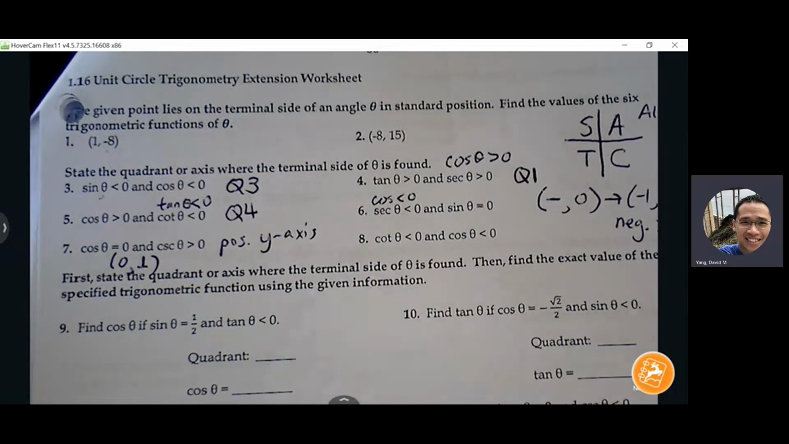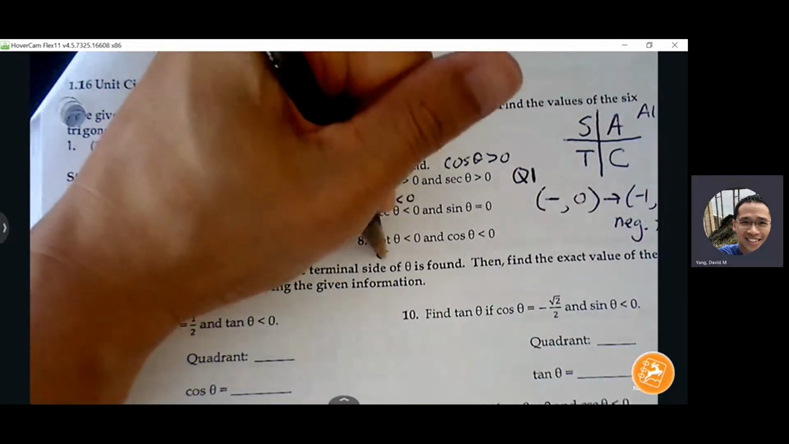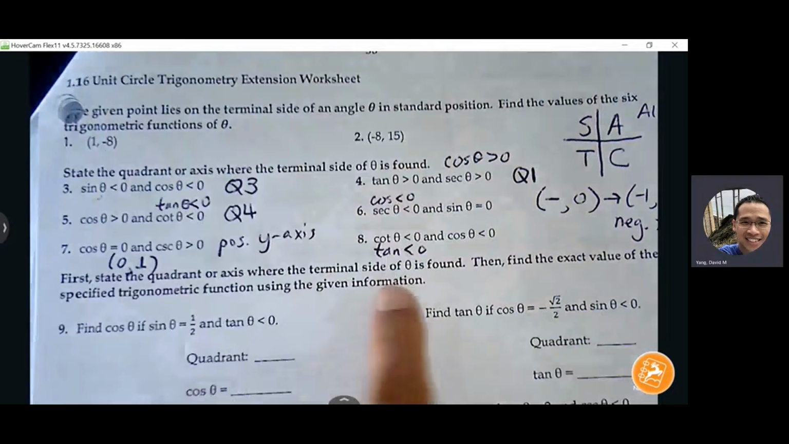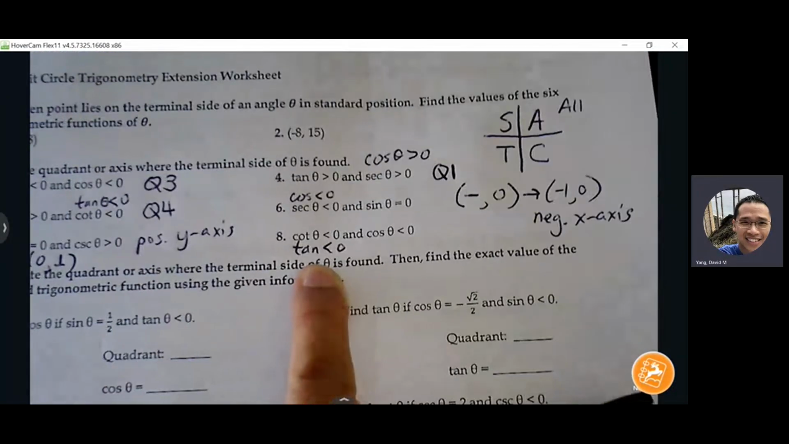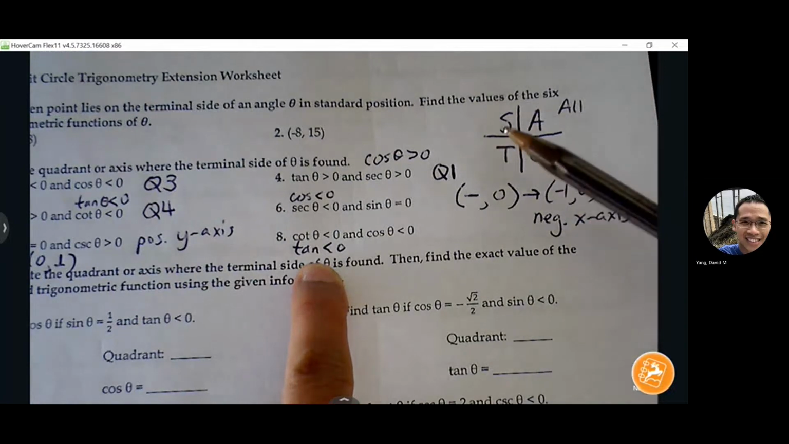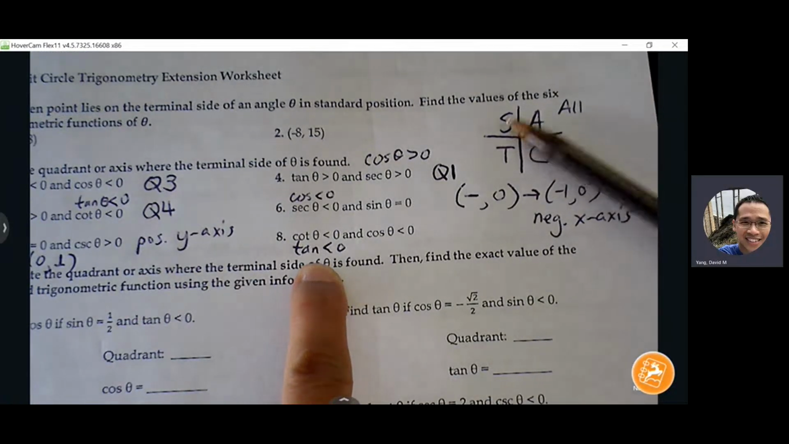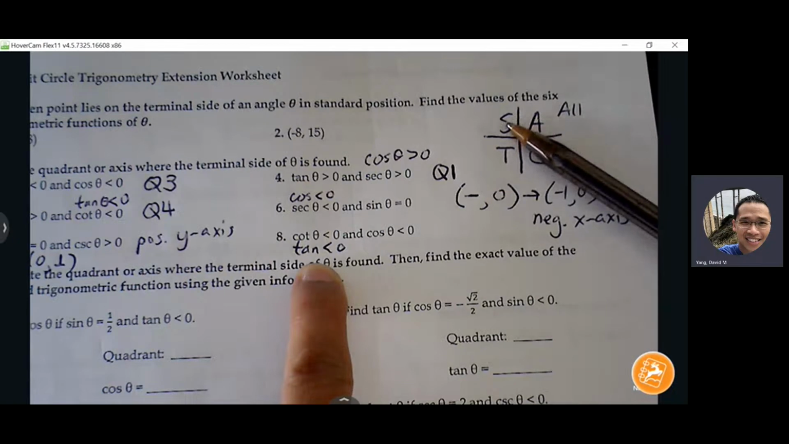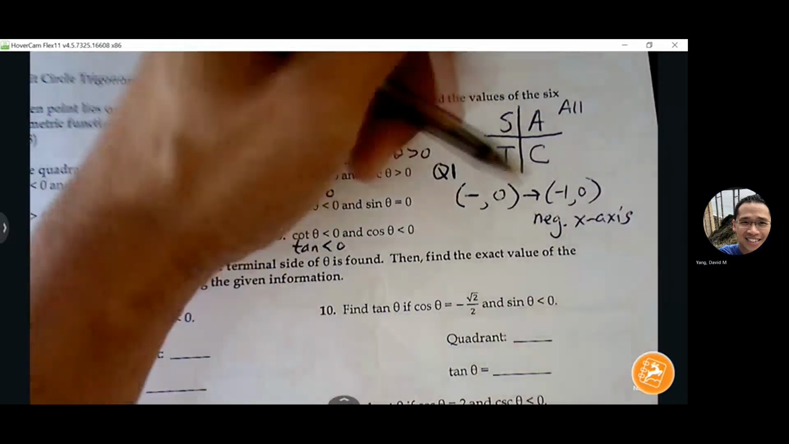Cotangent is less than 0. I like to think in terms of tangents. So where is tangent negative and cosine negative? Quadrant 2, because only sine is positive here, so that's telling us that everything else except for cosecant is negative. So that means cotangent is negative, tangent is negative, cosine is negative.